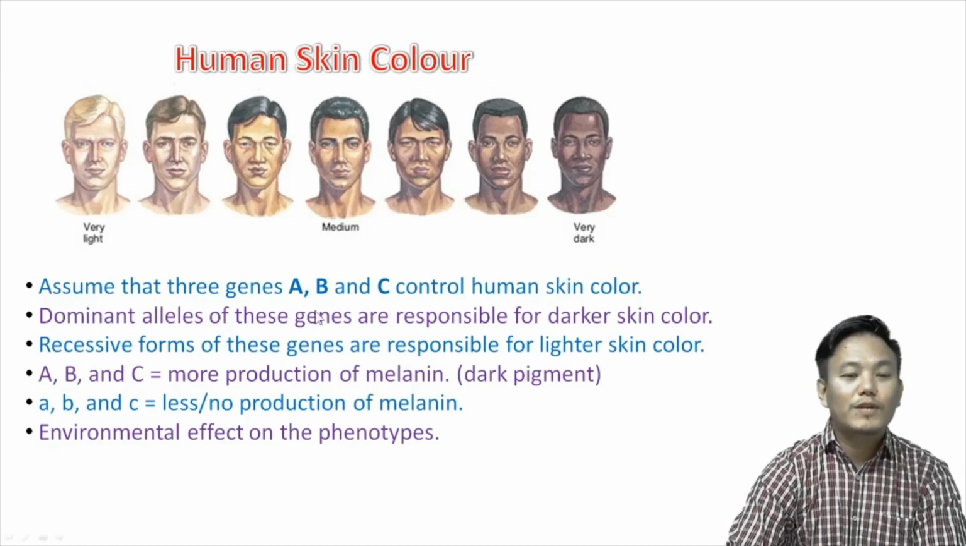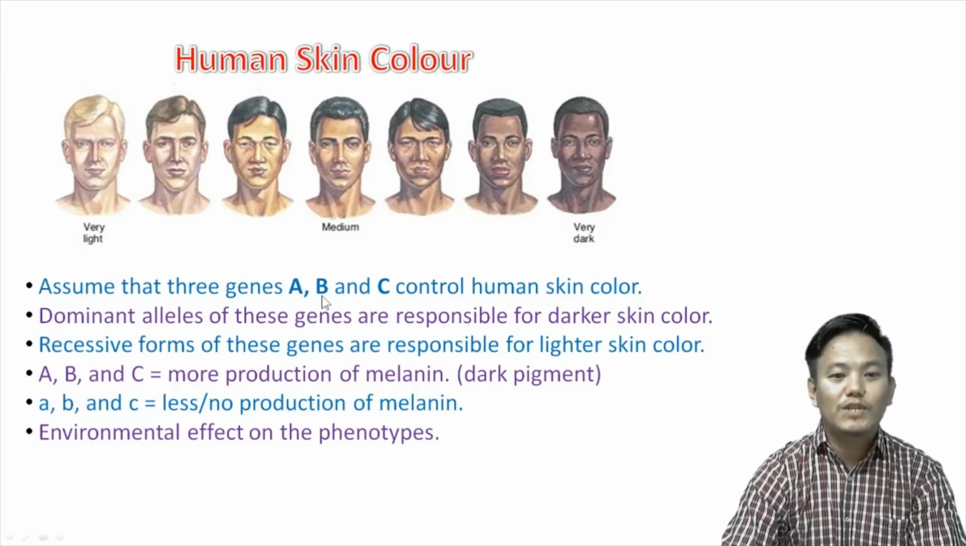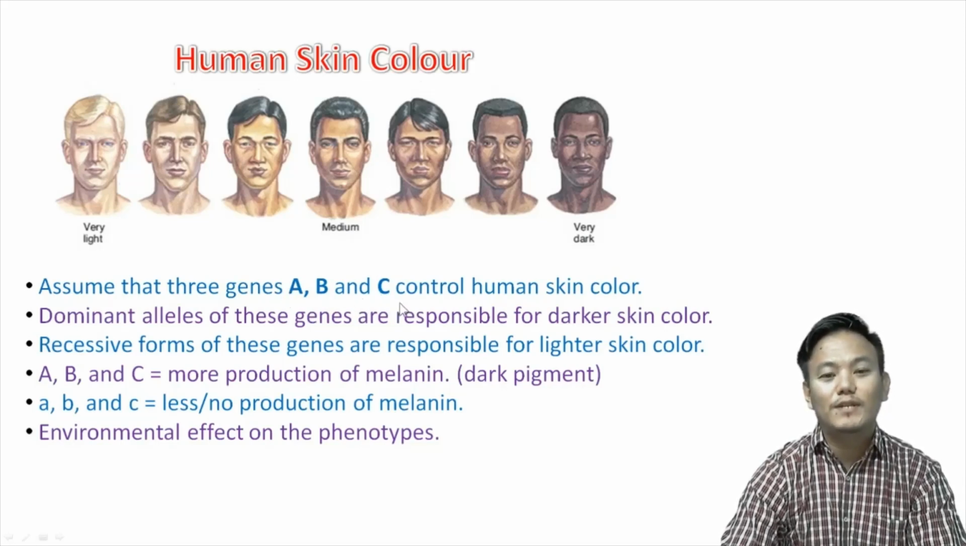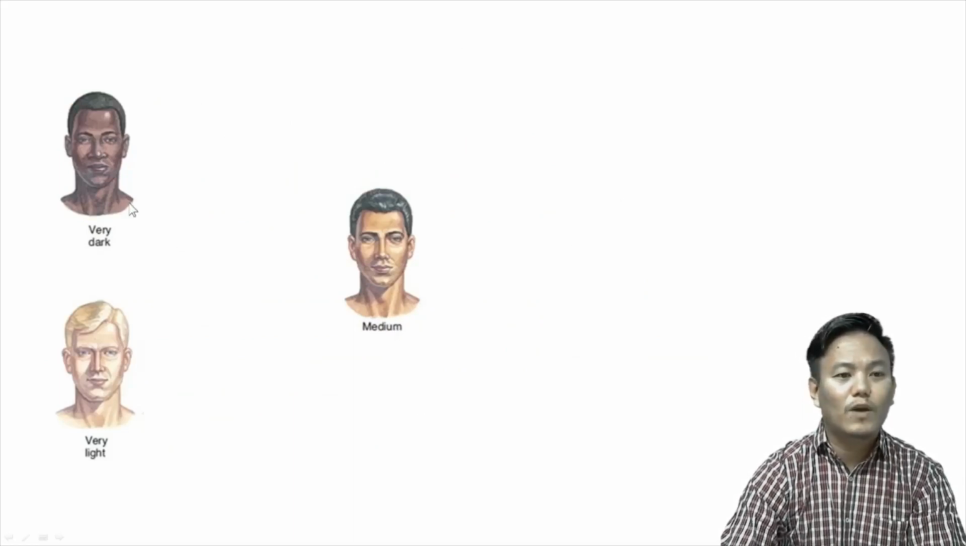Now let's try to understand how these 3 genes, gene A, B, and C, which are located on different chromosomes, control the human skin color. So in this picture, I have given you 3 individuals, one with very dark skin, one with very light skin, and one with medium skin color.